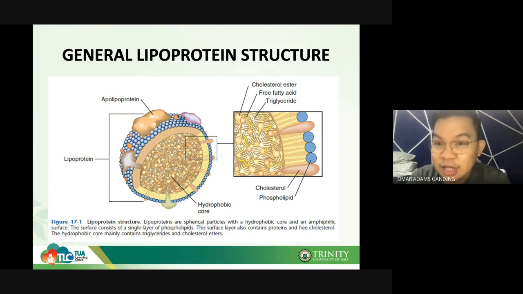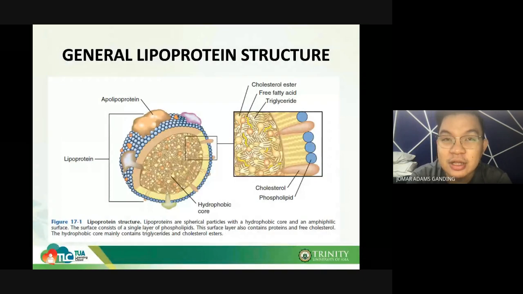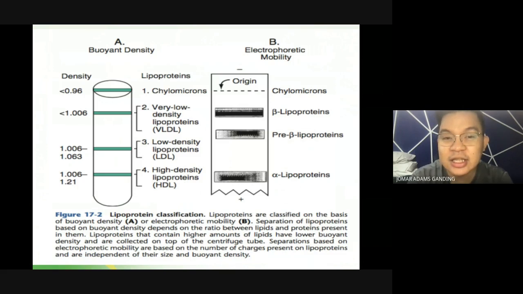Now, maybe some of you are wondering, sir, how would I know if the lipoprotein that I'm seeing right now is a chylomicron, a VLDL, an LDL, or an HDL? Well, simple. There are two methods on how we can determine the lipoprotein. And listen up now, okay? These are very important. The first is through ultracentrifugation, and the next one is through electrophoretic mobility.